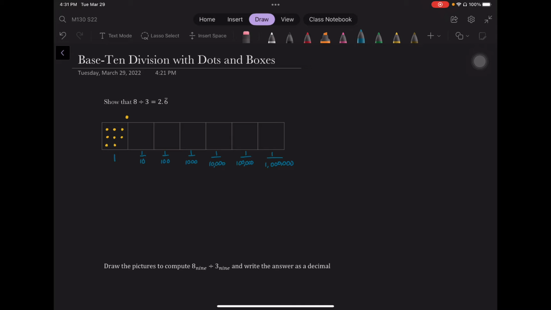The first box on the left represents ones, and then all of the boxes to the right represent values that are decimals. We're talking about a tenth, a hundredth, a thousandth, a 10,000th, a 100,000th, and a millionth.